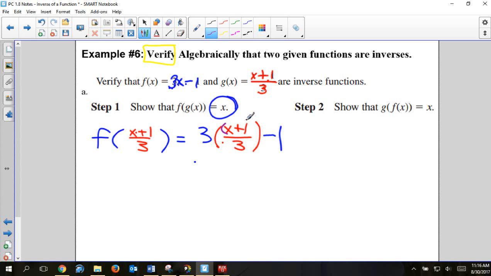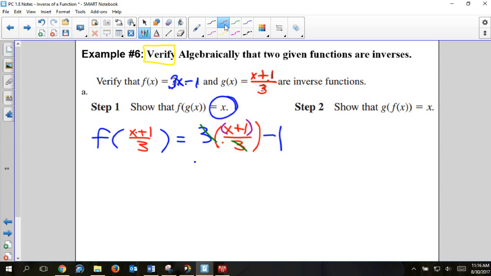So this is the way I look at this one. This x plus 1 is one quantity. There's understood parentheses around the x plus 1 because you have to divide the whole thing by 3. After we divide the whole thing by 3, we are now multiplying by 3. So if I'm dividing by 3 and multiplying by 3, those are opposite operations. And what do they do to each other? They cancel.